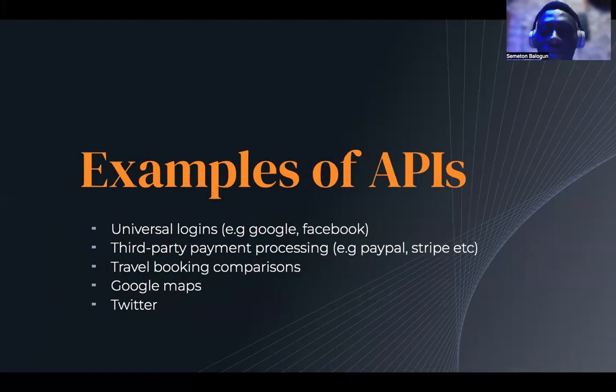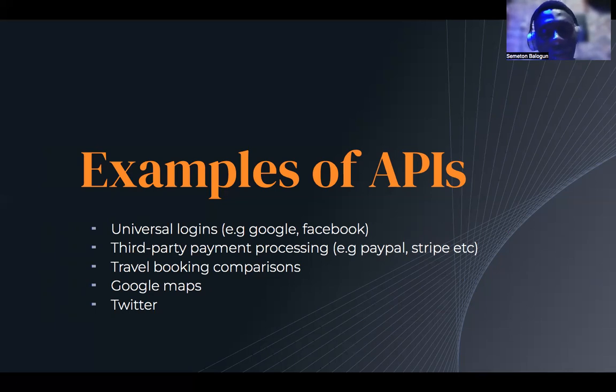So what are the common examples of APIs? We have universal logins, which I've mentioned briefly, like Google, Facebook. You can basically log in and register, sign up for an app using your socials. Then we have third-party payments like PayPal, Stripe. You go to visit a site and you see pay with your PayPal. So it's basically an API. It's happy with your own data and PayPal, and the application doesn't have to build another payment platform.